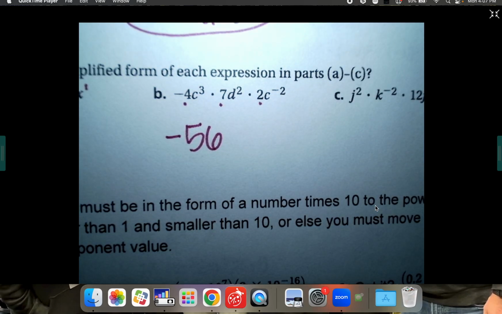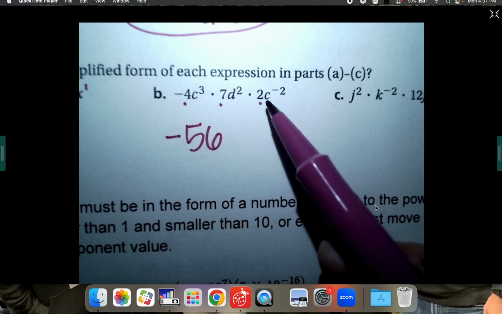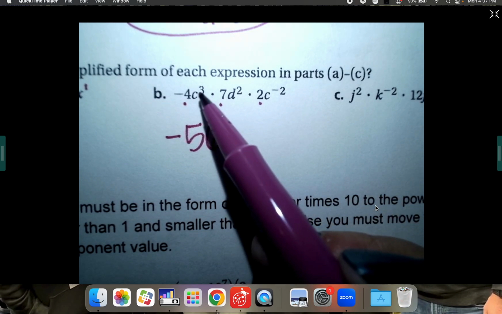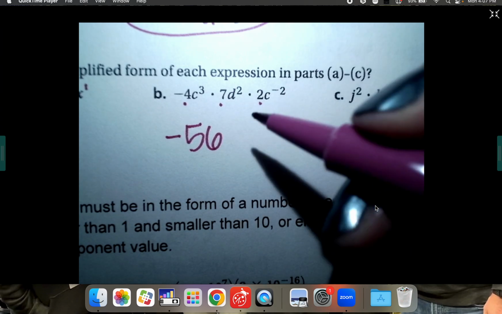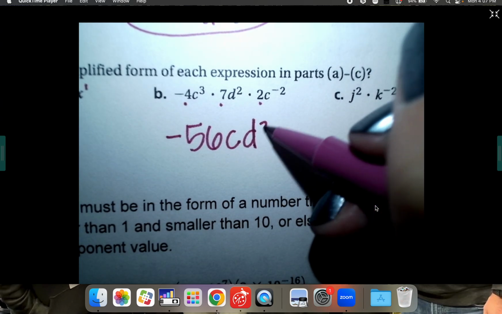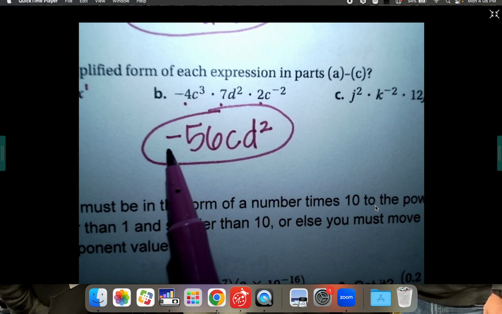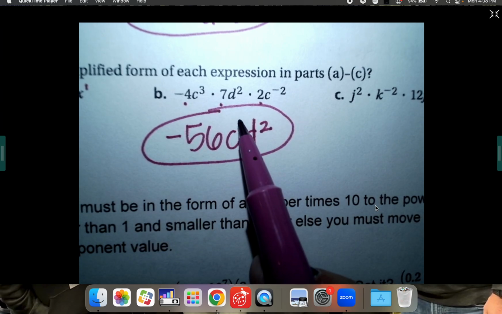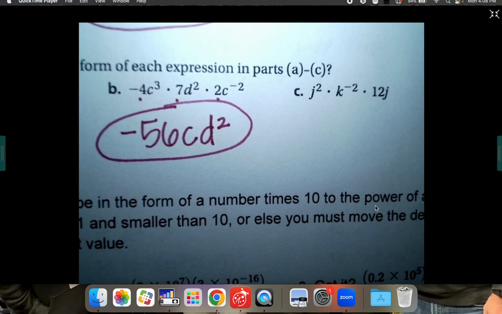Now I'm going to look at the variables, and we're going to go alphabetically. So we're going to do c to the 3rd and c to the negative 2nd. So remember, you can add those exponents. 3 plus negative 2 is 1. So c to the 1, you can leave it invisible. If it's a 1, you can leave it invisible. And then d squared is the only one that's a d, so d squared is just going to stay d squared. There's no negative exponents. Remember, if it's a negative coefficient, that's fine. But it's when it's a negative exponent that we're going to have to flip it to the opposite location.